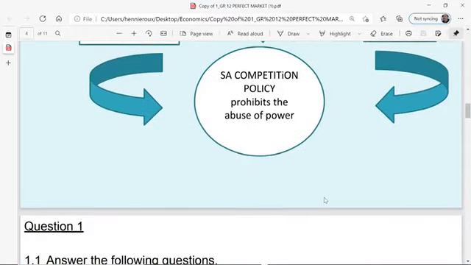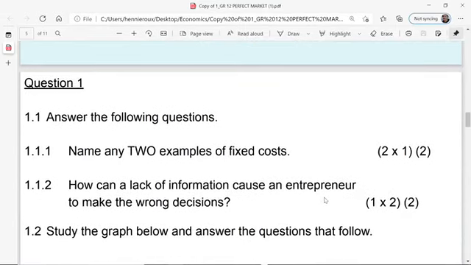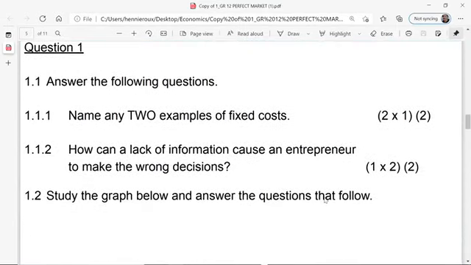Right, and then question 1. You were asked to answer the following questions. Name any 2 examples of fixed costs.